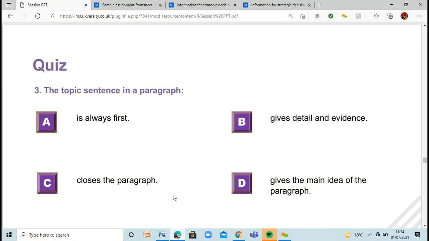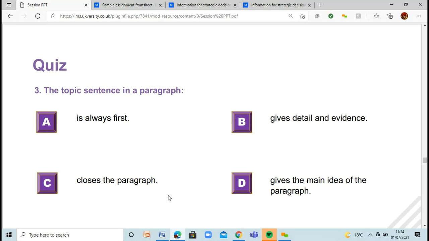Then number 3, the topic sentence in a paragraph. So the topic sentence in a paragraph, is it always first? Does it give details and evidence? Does it close the paragraph, or does it give the main idea of the paragraph? So what does the topic sentence do? It gives the main idea.